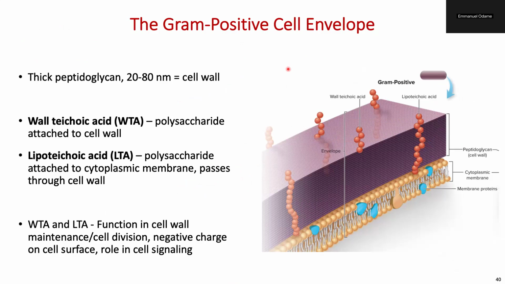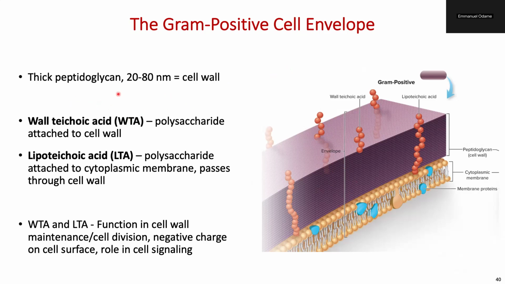So let's talk about the gram-positive bacteria and what their cell envelope looks like. We spent all this time talking about the gram-negative, so now it's time to talk about the gram-positive. The gram-negative has a three-layered cell envelope, with the outer membrane, and it keeps coming back to the cell membrane. But the gram-positive actually looks different.